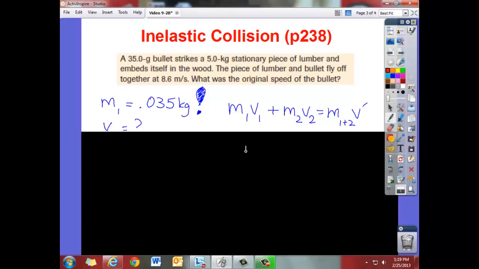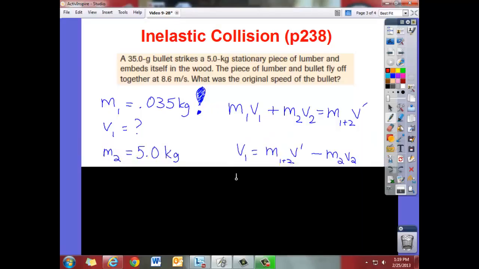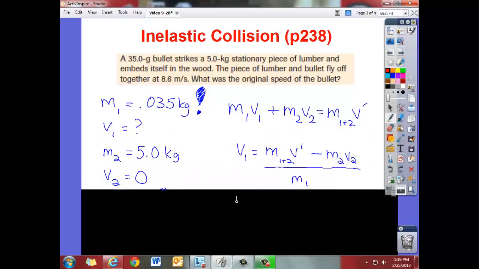So I have a bullet being fired into a piece of wood, and after the bullet hits the piece of wood, they slide off together. I would then rearrange this equation for V1, which is just the total momentum after, minus number 2's momentum before, divided by the mass of 1. I simply plug it into my calculator.